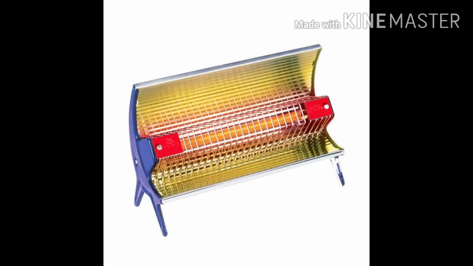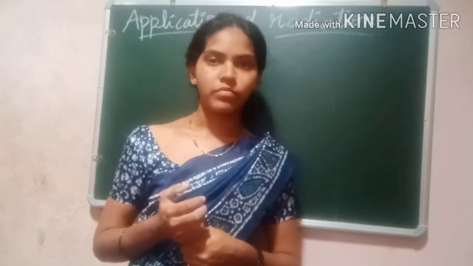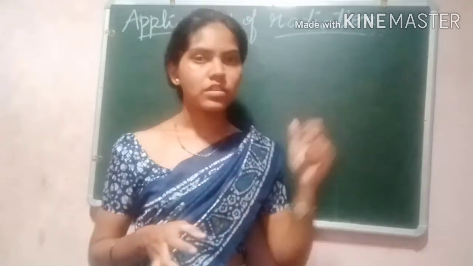The next example is the electric room heater. If you observe this electric room heater, behind it they provide one reflector, so the radiant heat will reflect towards the front. In the electric room heater, you can see at the back there is one reflector, so it reflects the radiant heat towards the front. So these are the applications.